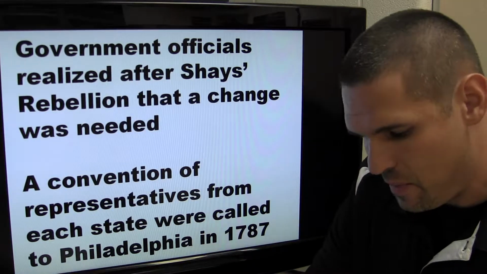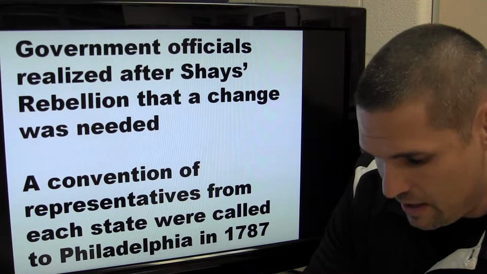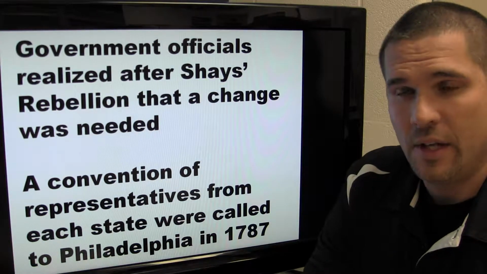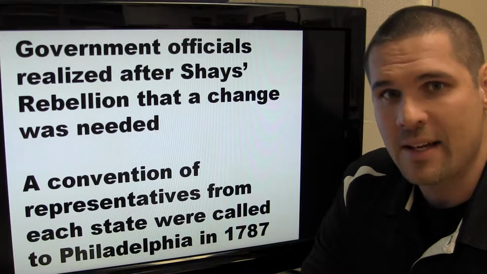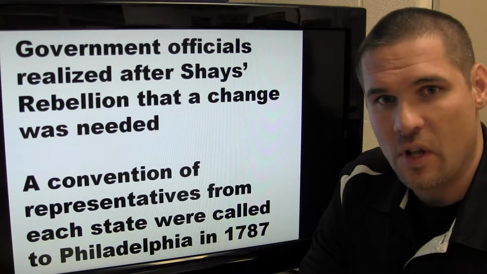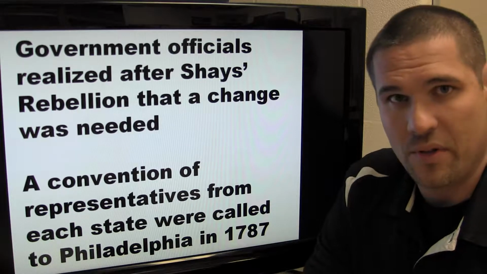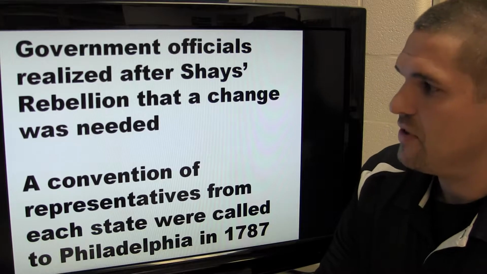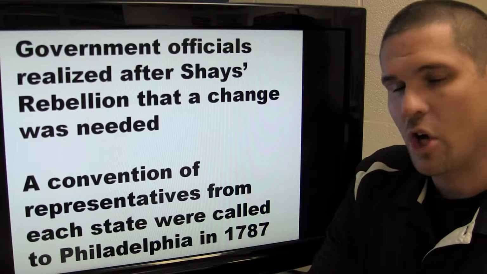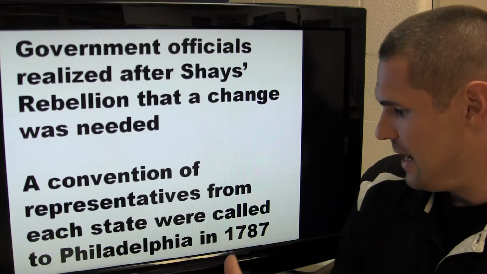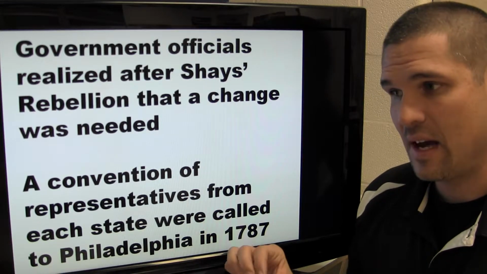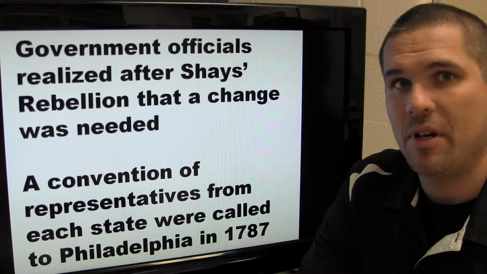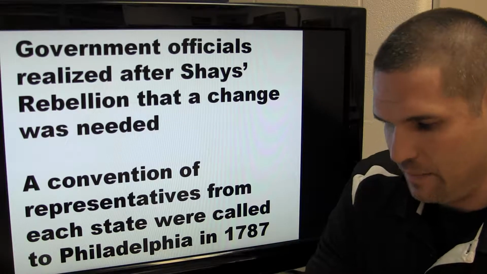So like I said, the government officials realized that after the Shays' Rebellion, there is a change that needed to be done. Again, number one, the central government could not tax, and it could not enforce the laws, and then they had the trouble with social unrest with Daniel Shays. So a convention of representatives from each state were called upon to meet in Philadelphia in 1787. Now this is like May-ish, 1787. Remember, Daniel Shays' Rebellion happened in January of 1787.